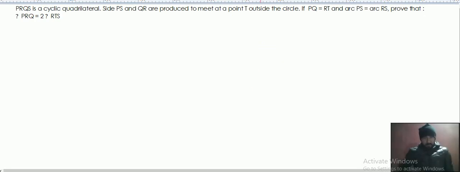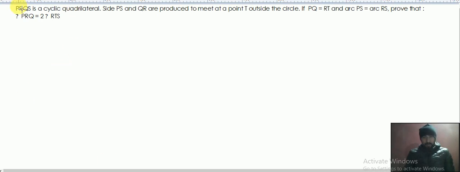Hello students, today we are going to have a discussion on question number 24 that was asked in Pabson Chitwan pre-SE 2076. The question goes like this: PQRS is a cyclic quadrilateral. Sides PS and QR are produced to meet at a point T outside the circle. If PQ is equal to RT and arc PS is equal to arc RS, prove that angle PRQ is equal to twice angle RTS. So this was the question that was asked in pre-SE 2076 Pabson Chitwan.